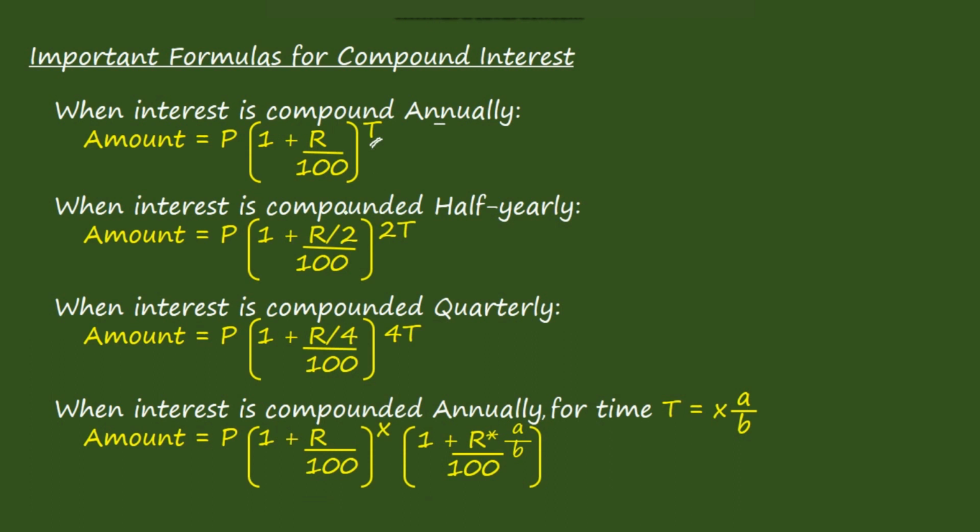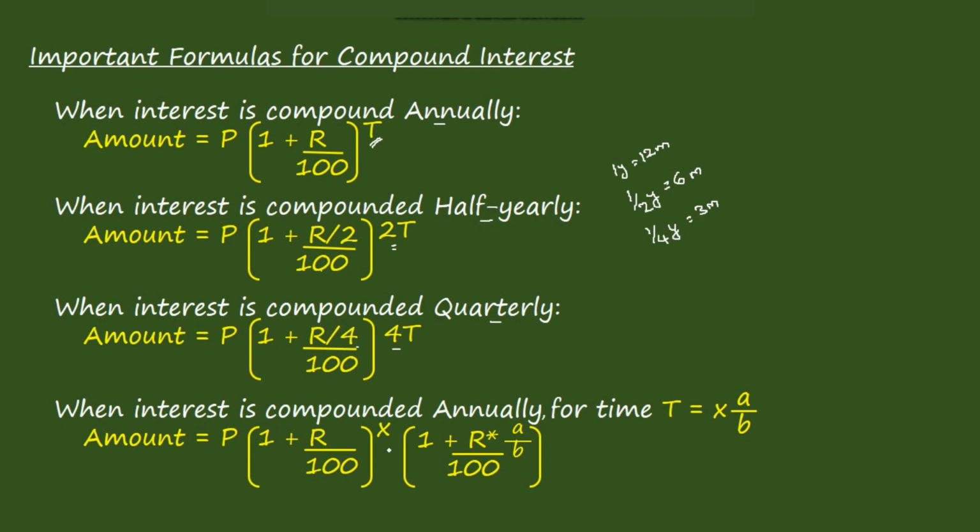The same formula. If you consider half yearly, what is meant by half yearly? 1 by 2 year. As we know that 1 year is equal to 12 months, half year is nothing but 6 months. Then the formula is P into 1 plus R by 2 by 100 whole power 2T. If it is quarterly, quarterly is 1 by 4 year, which is equal to 3 months. And the formula is P into 1 plus R by 4 by 100 whole power 4T.